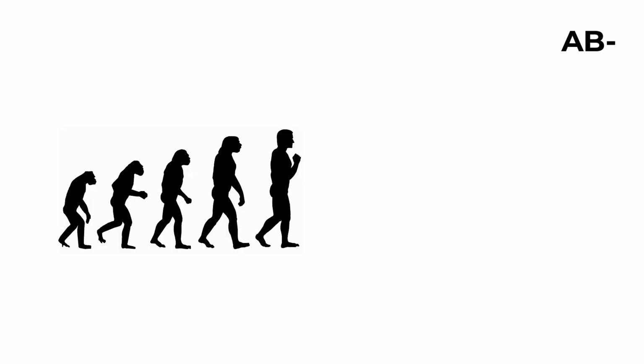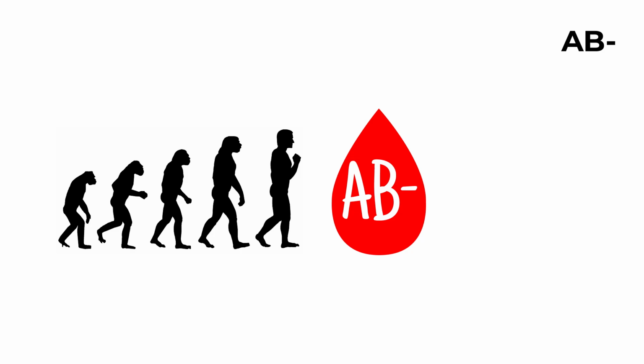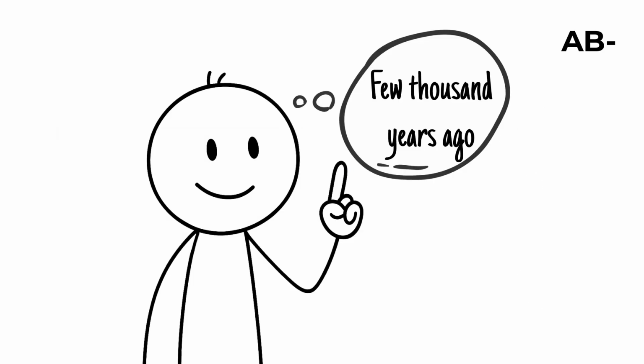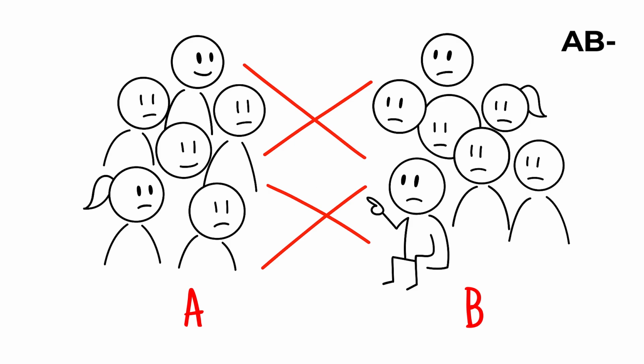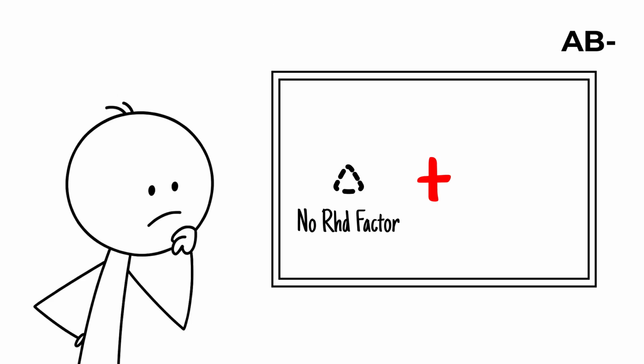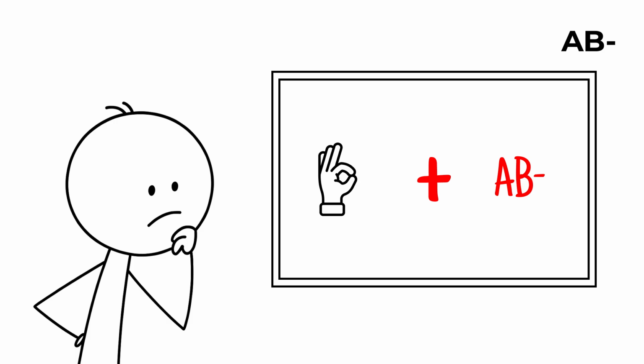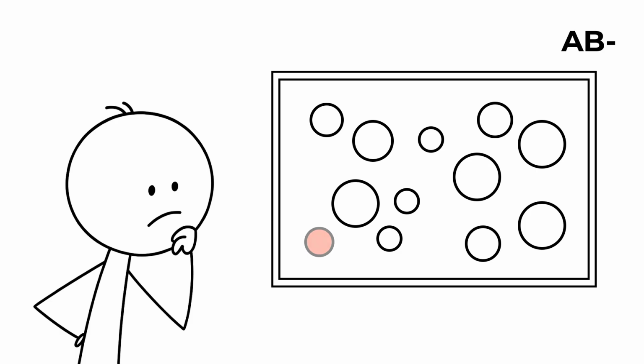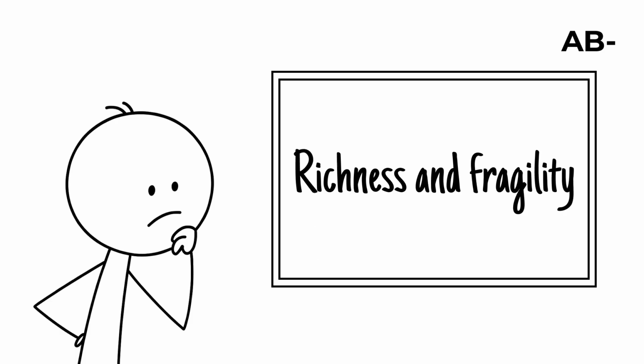From an evolutionary standpoint, AB is considered the youngest blood type, believed to have appeared just a few thousand years ago through the merging of A and B populations. The added absence of the RhD factor makes AB negative even more exceptional, a true genetic rarity among humans. This scarcity highlights both the richness and fragility of blood inheritance.